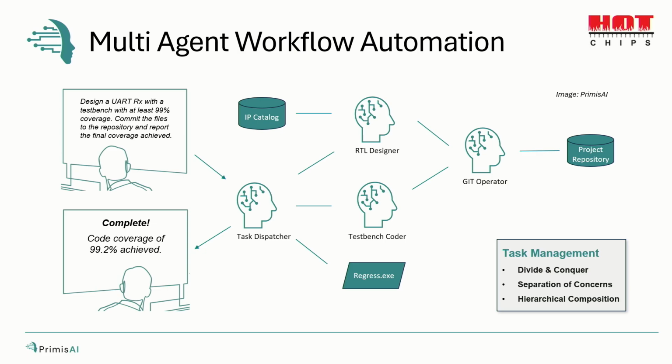The dispatcher knows to run the regression. Based on the result of the regression, if a bug is found, it tells the designer to fix it. If the coverage is too low, it asks the test bench coder to add more tests. And if both requirements are achieved, then it completes and tells the user that it completed the task. So you can see that every agent here has its own context of what it's trying to achieve. So there are really multiple LLMs at work here.